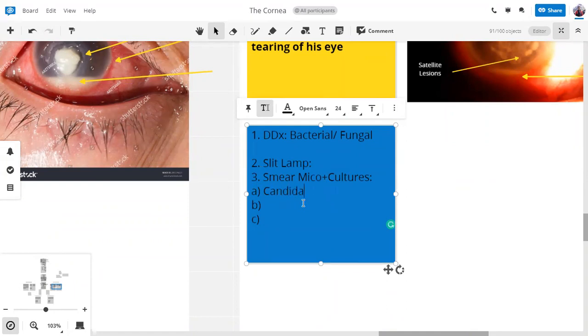Mucor and rhizopus. Mucor and rhizopus do not cause corneal ulcers as such, but they're not important for us. They are more clinically important in the setting of diabetes, where they cause rhinosinusitis. So in ENT you have to remember Mucor and rhizopus. And what other fungi are there?